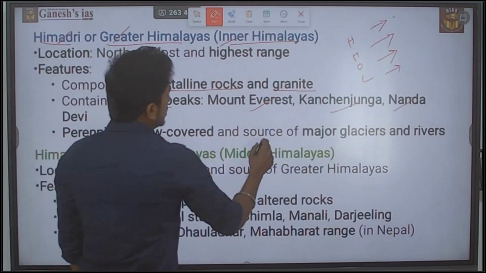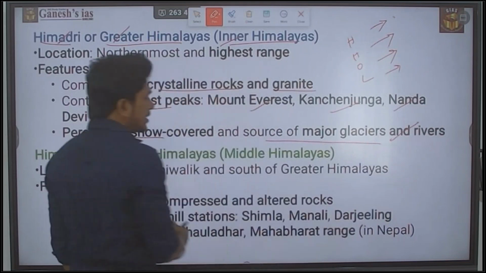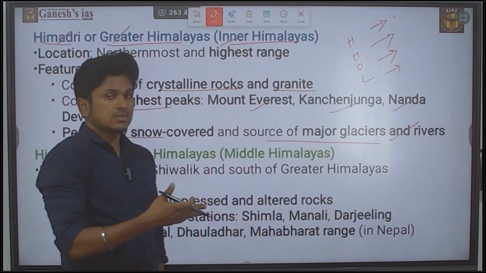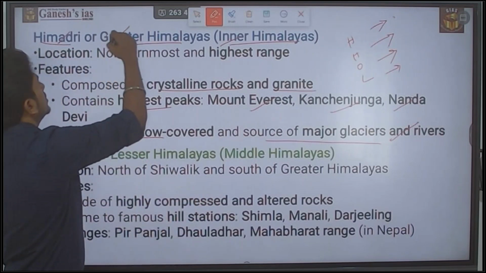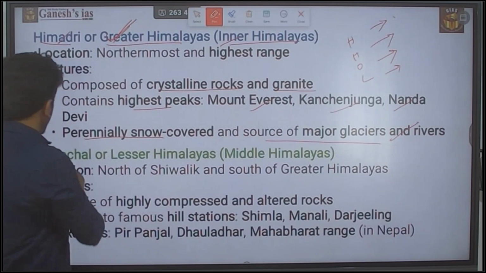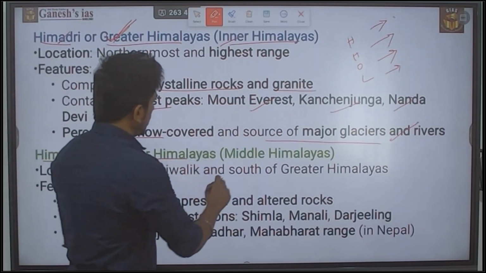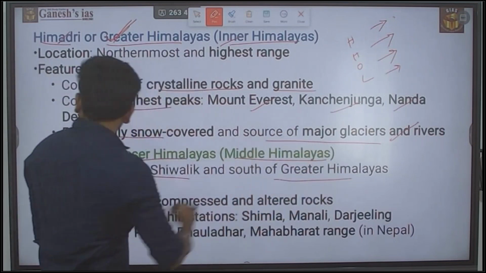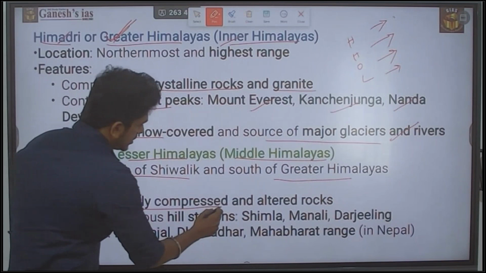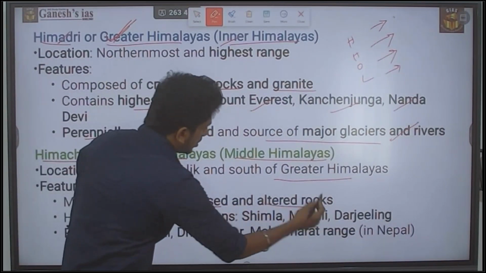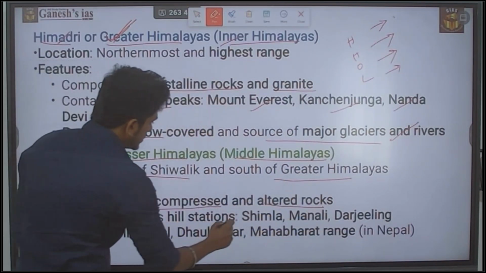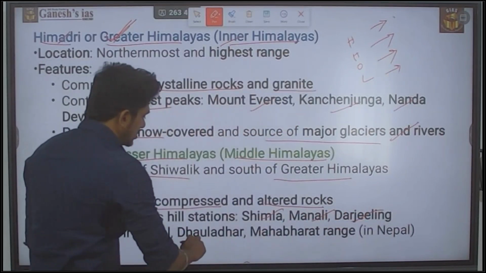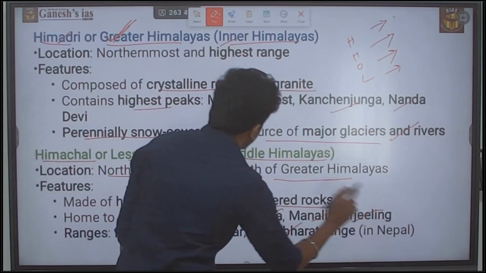Perennial snow covered and source for the major glaciers and rivers. That is the question we discussed about many glaciers like Gangotri glaciers, Milam glaciers. So we discussed many glaciers. All these glaciers belong to this Greater Himalaya. Next is Himachal or Lesser Himalaya or Middle Himalaya. It lies north of the Shivalik and south of the Greater Himalaya. The features are, it is mainly highly compressed and altered rocks, home to the famous hill stations like Simla, Manali, and Darjeeling. The ranges are Pir Panjal, Dhauladhar, and Mahabharat range in Nepal.